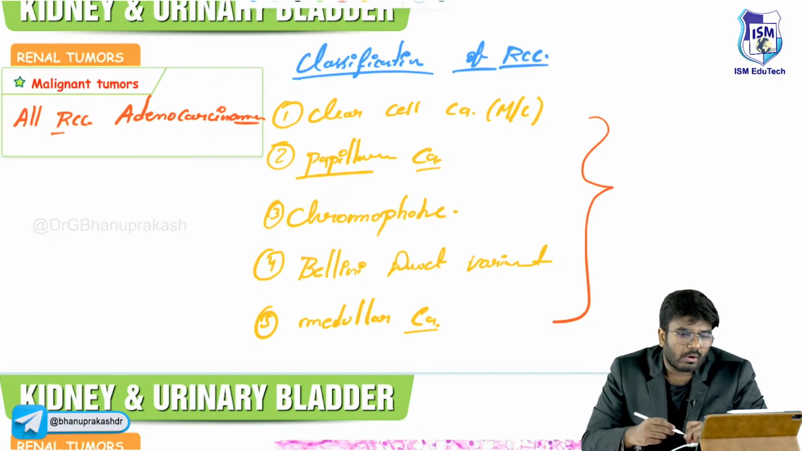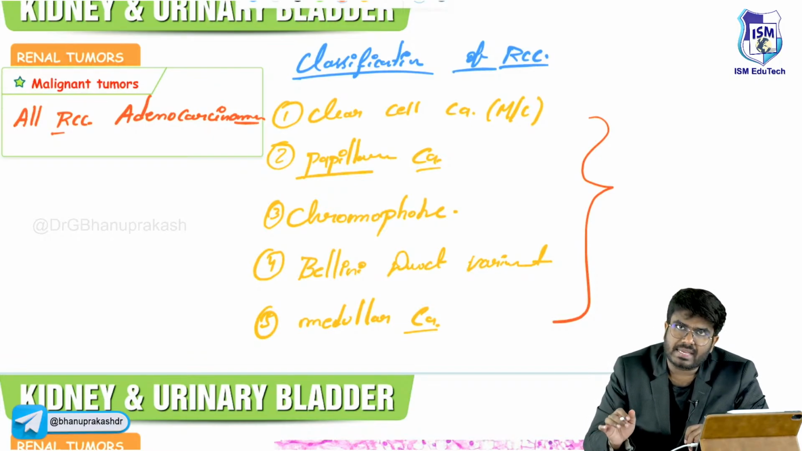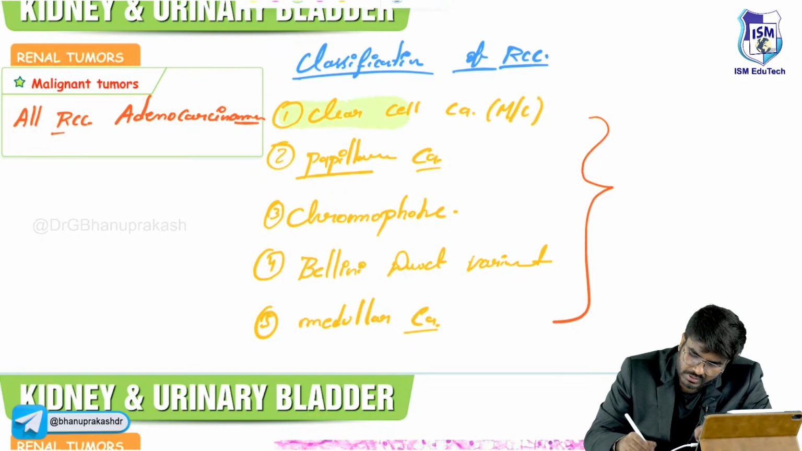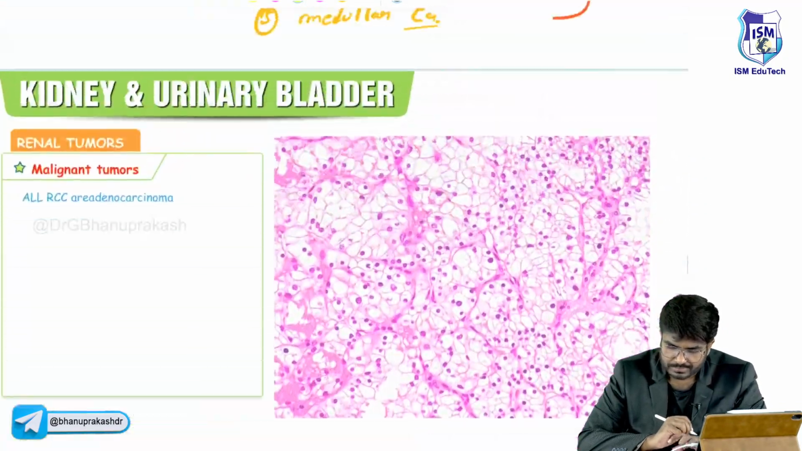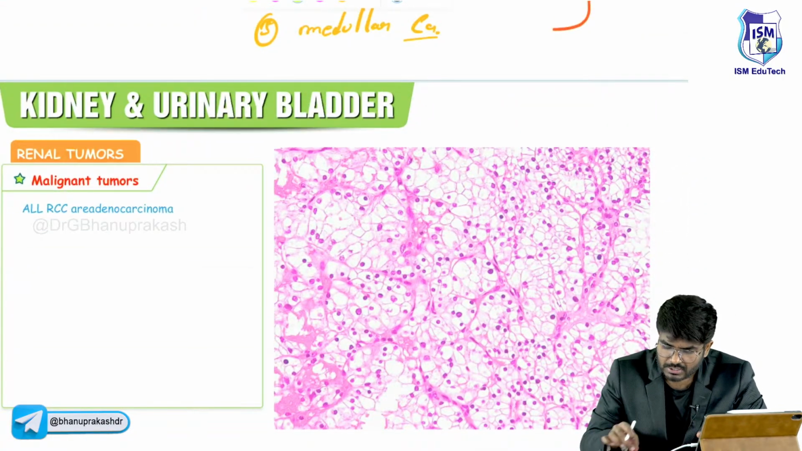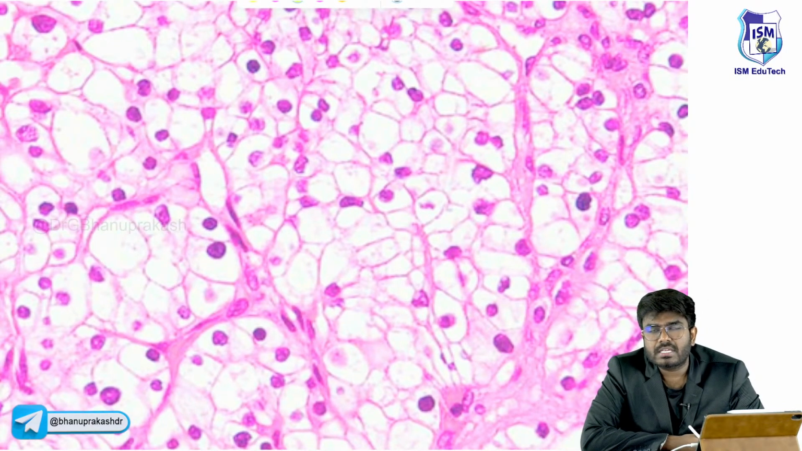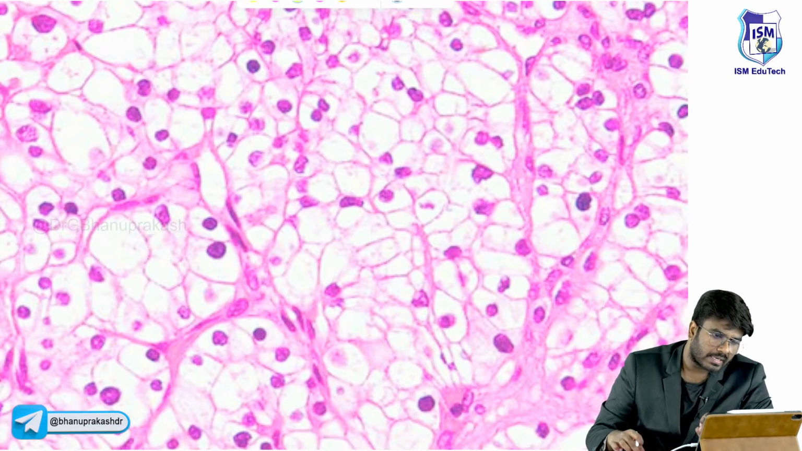Having said that, let's directly discuss clear cell carcinoma. Why are we calling it clear cell carcinoma? See how the cells look. You have taken a biopsy from a tumor, and the cells are absolutely clear. The cytoplasm is clear. That's why it is called clear cell carcinoma.